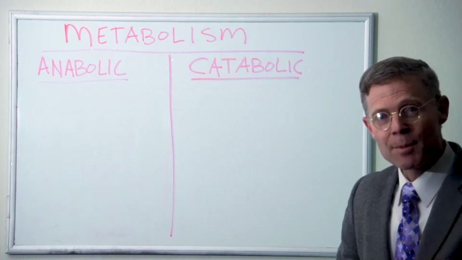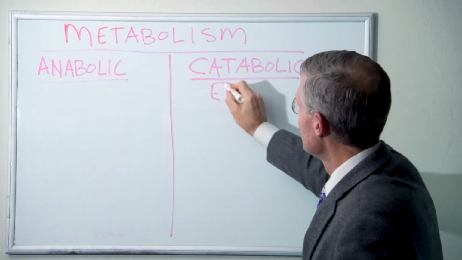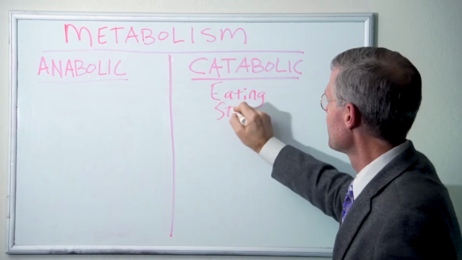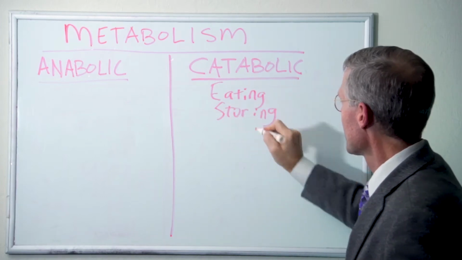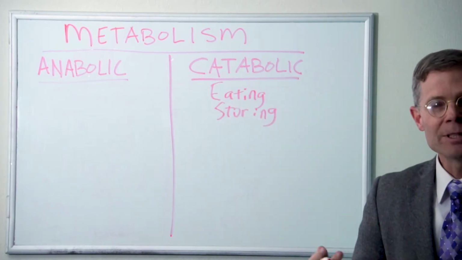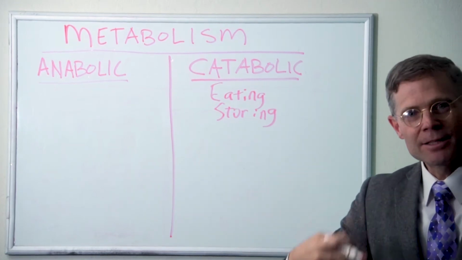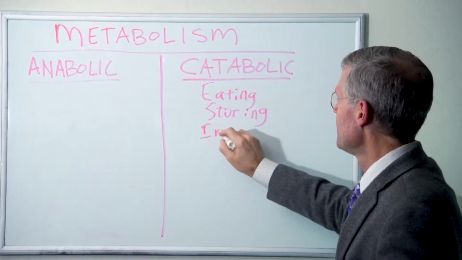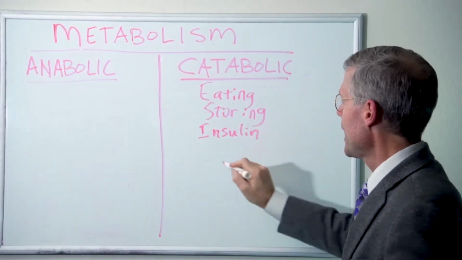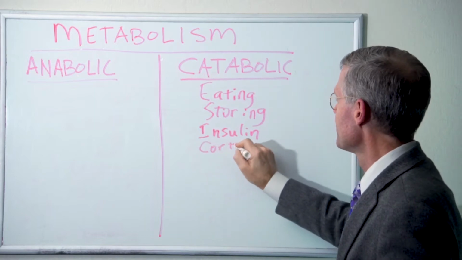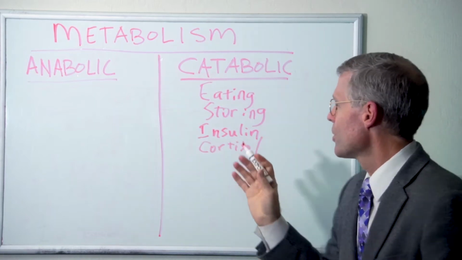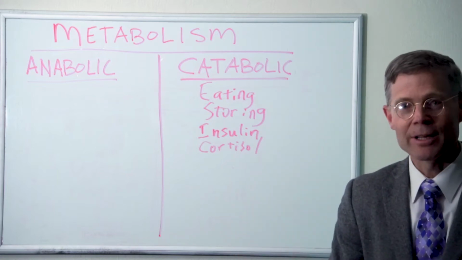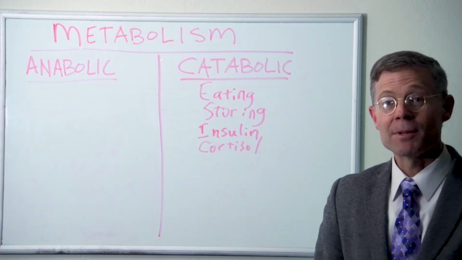We are in the catabolic state when we are eating, when we're storing. There are certain hormones that are produced in the catabolic state that keep us breaking down and using energy, and that would be insulin and cortisol. So these are catabolic types of hormones and processes that are going on. This is the breaking down part of metabolism.